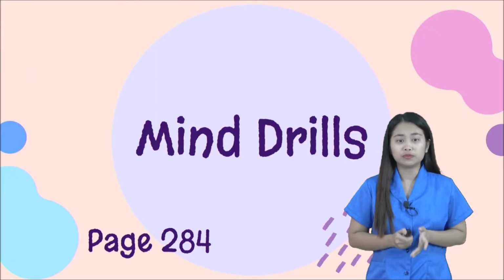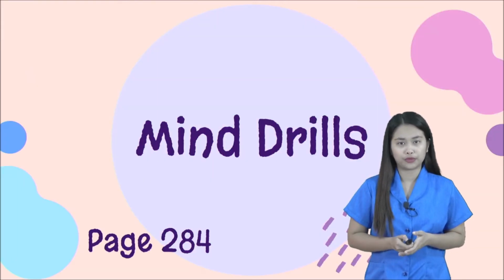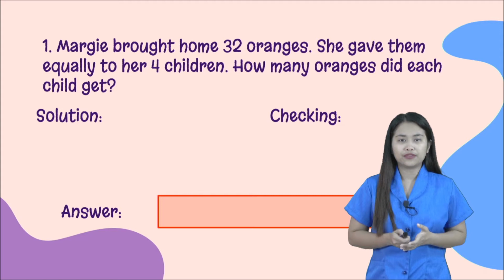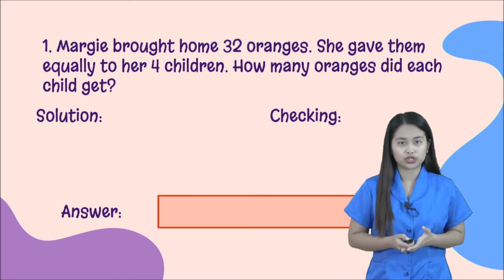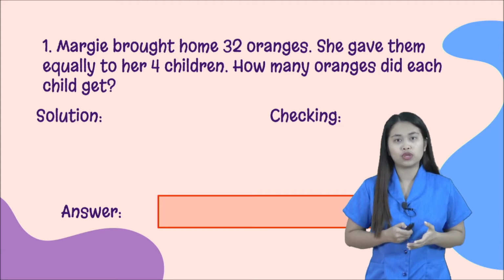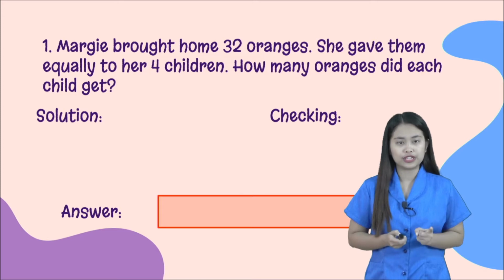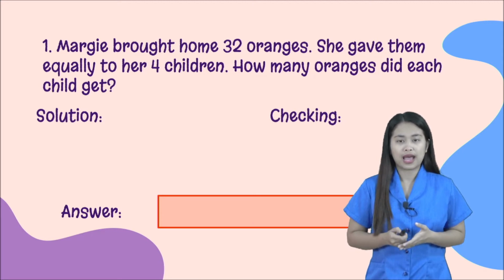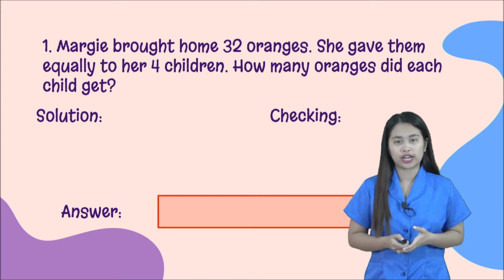Now, open your books to page 284 for our mind drills. So, number 1, all we have to do is show our solution and check it, and we will label the answer. The first one: Margie brought home 32 oranges. She gave them equally to her 4 children. How many oranges did each child get?